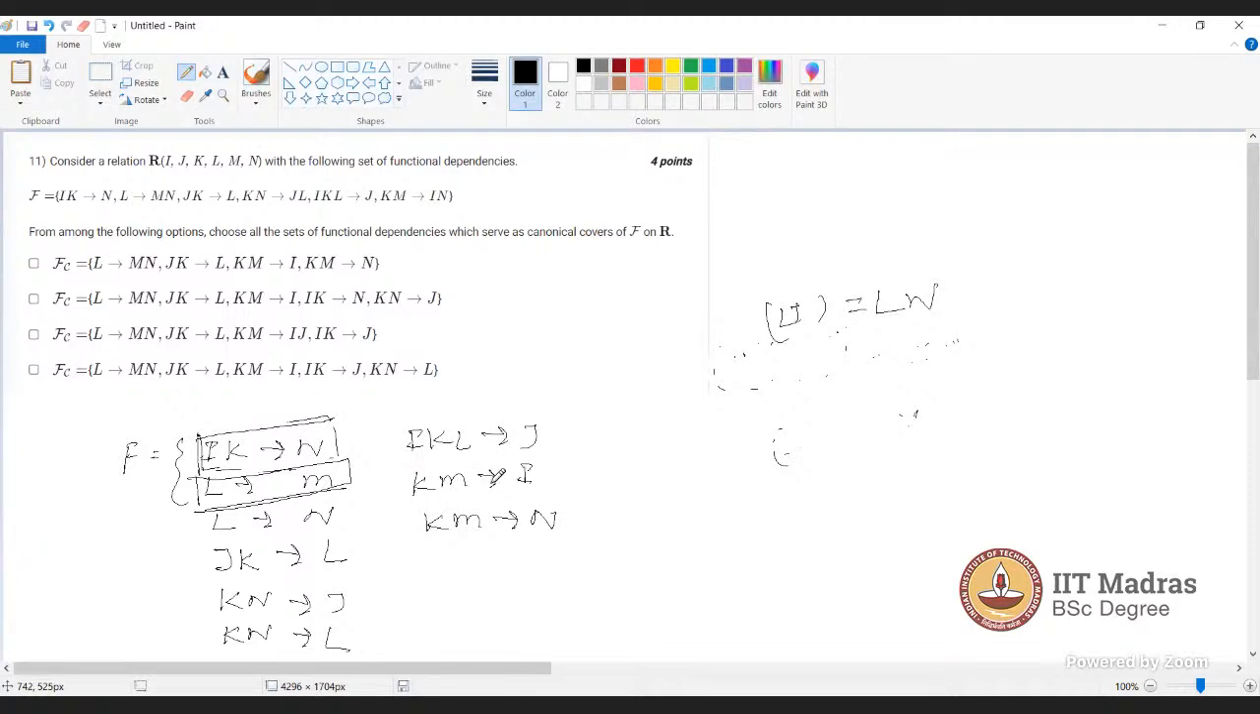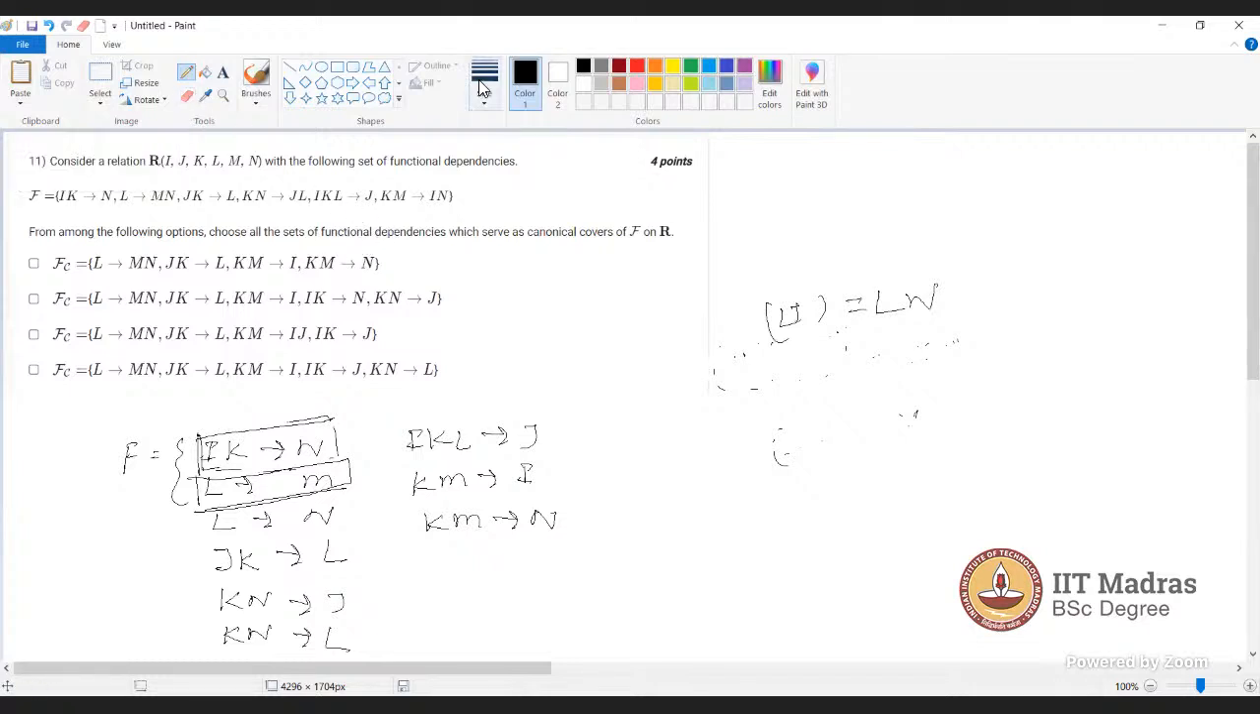Yes, ultimately we are removing all the extraneous attributes only. There are multiple methods, so you can approach with any. You have to see all the options, which options are correct. For a given functional dependency, multiple canonical covers are possible. The steps are: first we find the extraneous attributes and remove them, then we find the redundant functional dependencies. Okay, now I understand.